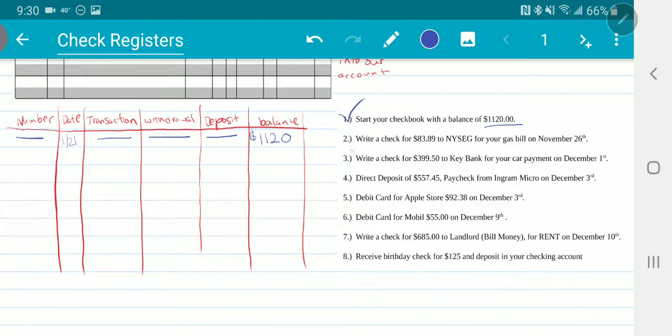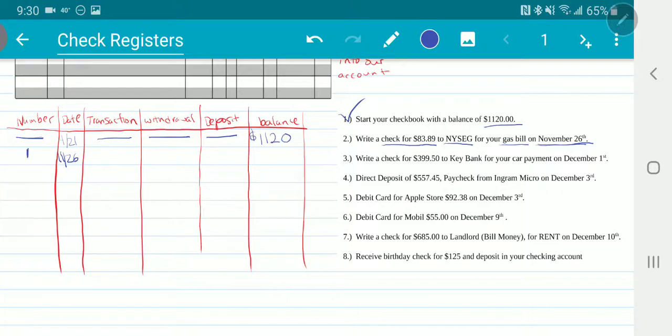Number two says write a check for $83.89 to NYSEG for your gas bill. And this is November 26th. Obviously the dates aren't totally matching up because it's April now, but that's okay. We're going to roll with whatever this page says. The first thing is, do we have a check? We do have a check. It doesn't give us a number, so in this case, we're just going to call it check number 1. Normally you would just look in your check. We talked about where the check number is found, and you would write down that number. The date is over here. This is November 26th. So November is 11, and then 26th for the date.